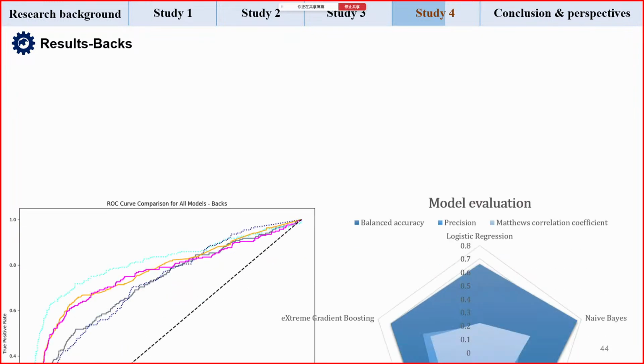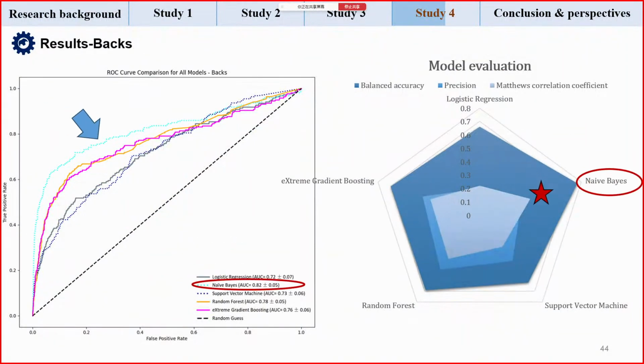For backs, the naive Bayes model performed the best with an AUC of 0.82, and it also outperformed other models in terms of balance accuracy, precision, and Matthews correlation coefficient.